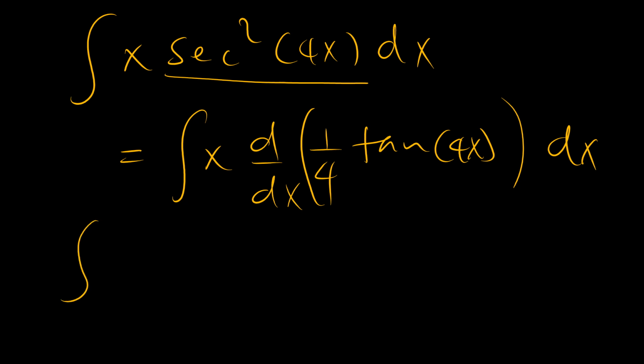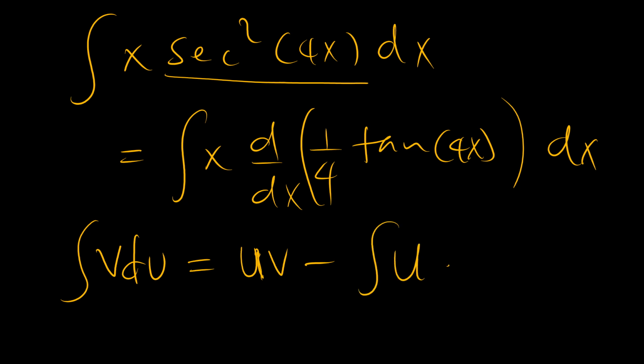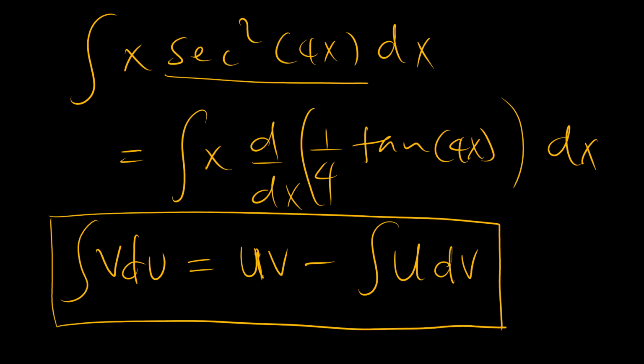Now we can use our famous integration by parts. If you have a product of the function v and the derivative of a function u, when you integrate that, you get u times v minus the integral of the function u and the derivative of v. Another beautiful identity. Important to note that in our expression here, u happens to be a quarter tangent 4x, and v is x.